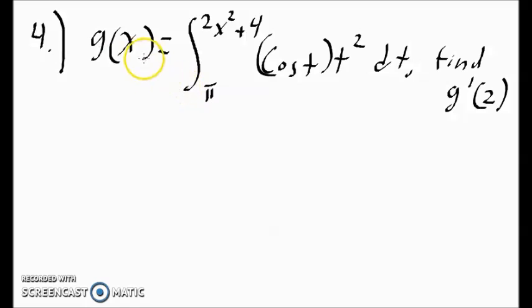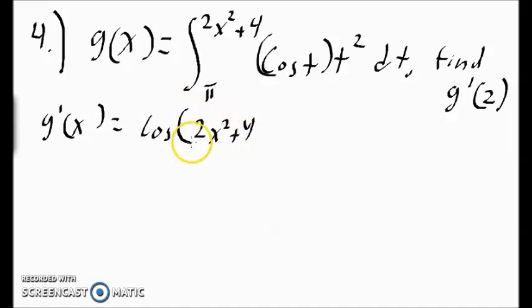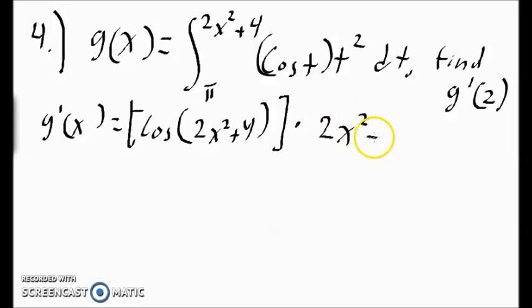This would be our last problem, and what we have here is g of x is equal to the integral of cosine t times t squared dt from pi to 2x plus 4, and we're being asked this time to find g prime of 2. We notice here that the constant is on the bottom, so we don't have to do any flipping. So g prime of x is equal to cosine of (2x squared plus 4) times (2x squared plus 4) squared, and then the derivative of this, which would be 4x.